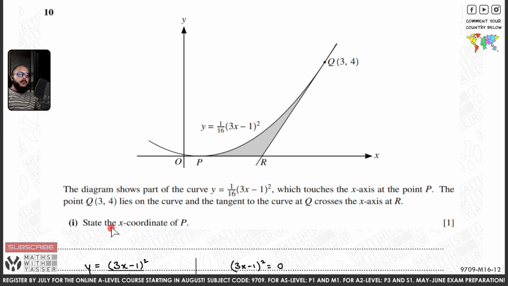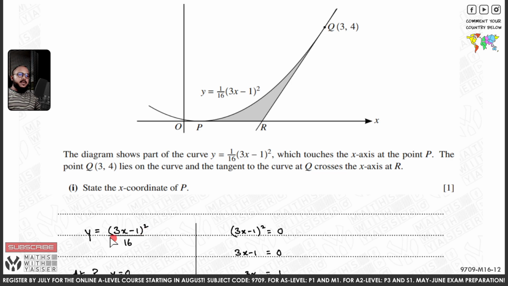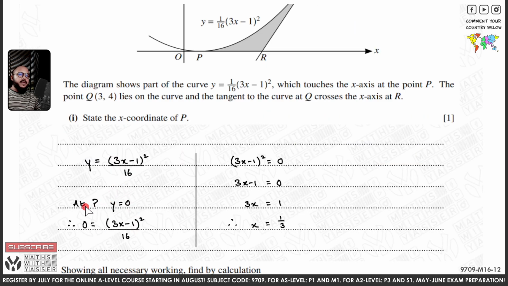First, we need to state the x-coordinate of P. So this is the equation of the curve that we have. Simply, we can say at P, y is equal to 0. So 0 equals (3x minus 1) whole squared over 16. Then it becomes (3x minus 1) whole squared equals 0. That means 3x minus 1 equals 0. So 3x equals 1. Therefore, x equals 1 over 3.